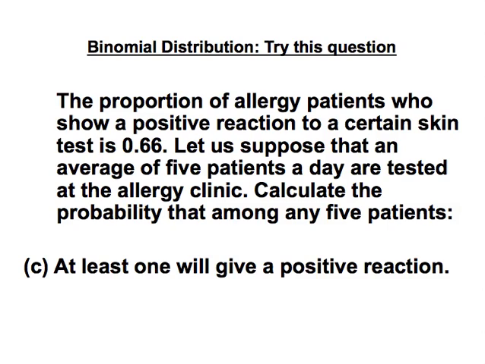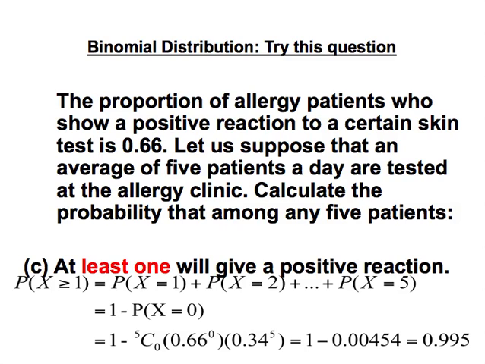Another example, calculate the probability that among any 5 patients, at least one will give a positive reaction. All right, at least one means we're looking for one or more. So that means you have to find the probability that x is equal to 1, one patient had a positive reaction, x is equal to 2. We have to also find x is equal to 3, plus x is equal to 4, plus x is equal to 5. Okay, that's a tedious task. We can work this out easier because you may recall, or you should recall, that the sum of all the possible probabilities must add up to 1.